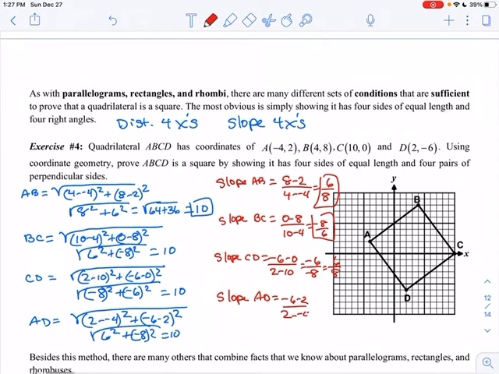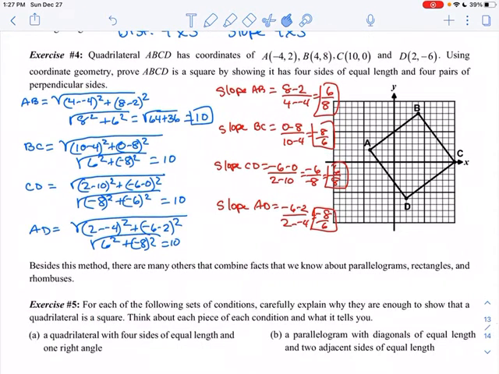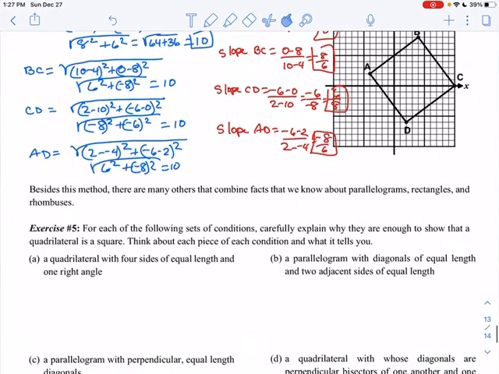Okay, so definitely a square is a little bit more complicated when you're doing it, but notice the opposite sides have the same slope because they're parallel, and the sides that are next to each other, the slopes are negative reciprocals.